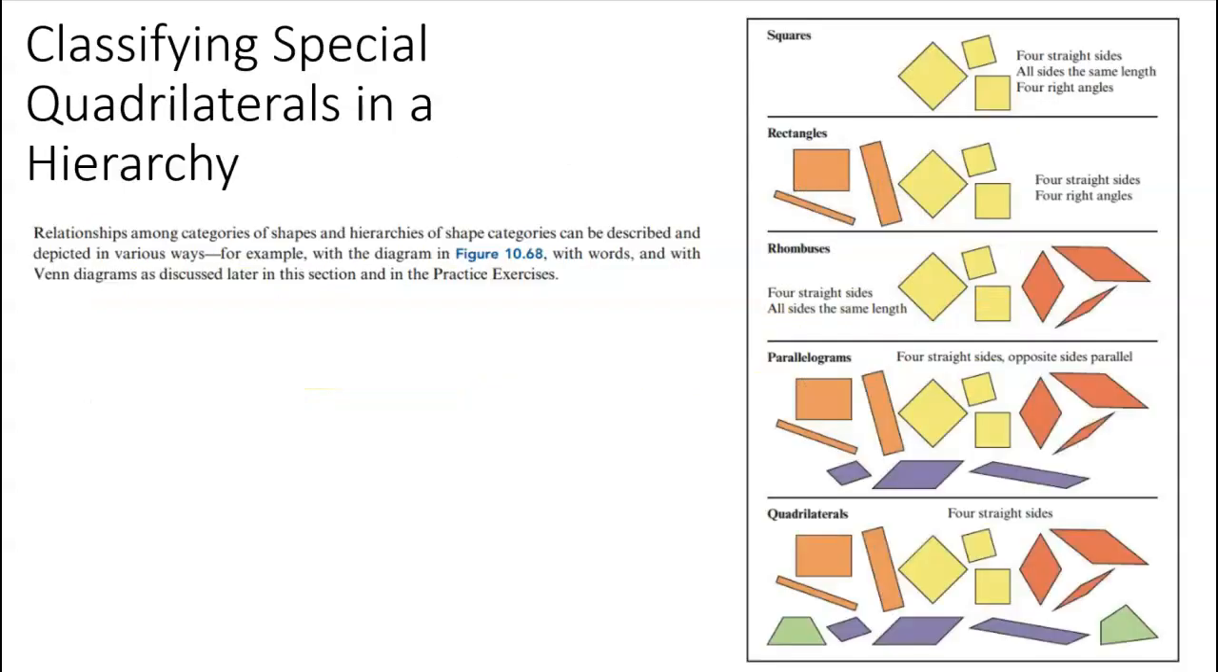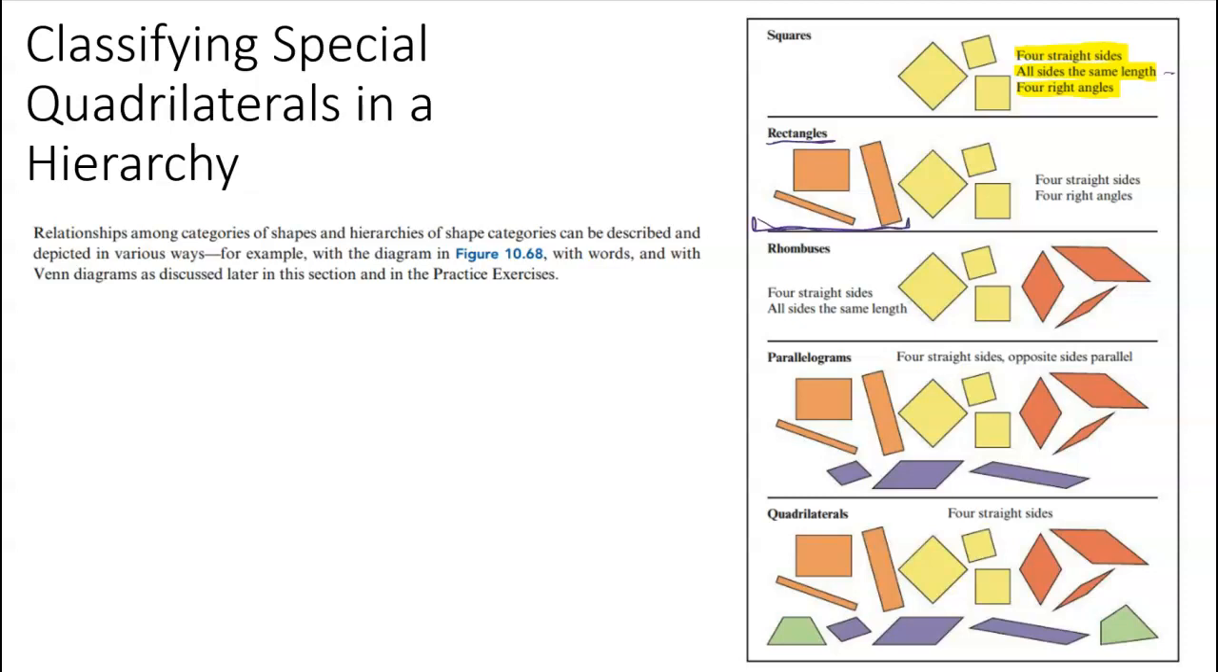Let's look at this hierarchy. We start with squares. It's the most restrictive: 4 straight sides, all sides the same length, 4 right angles. Then we take away a property. We say, hey, all sides don't have to be the same length. Once we take away that restriction, we get rectangles, and now we get this new set of shapes.